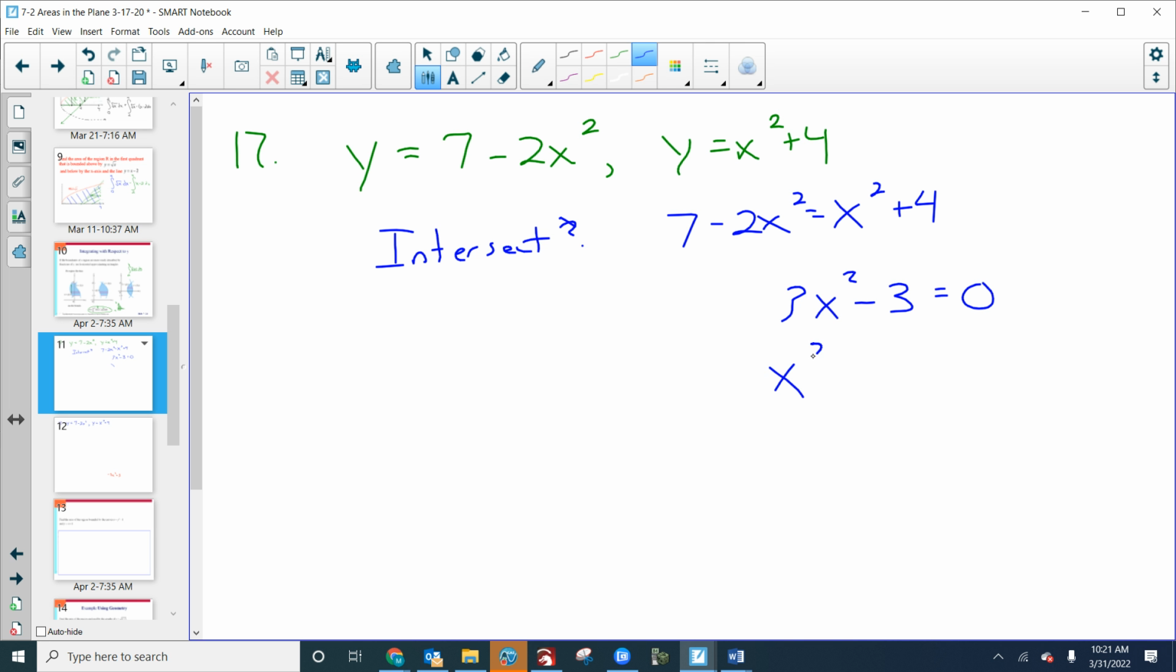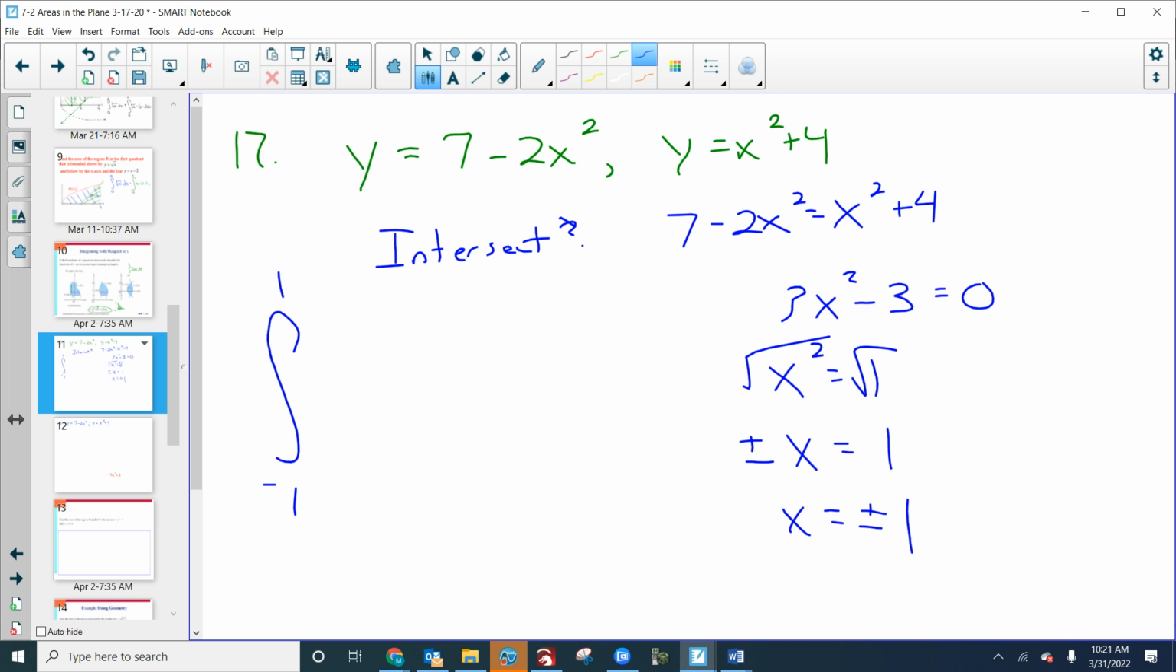So x squared equals, add 3, divide by 3, x squared equals 1. So square root both sides. What's the square root of x squared? Plus or minus x. And the square root of 1 is just 1. So x equals plus or minus 1. Those are my intersection points. As soon as I see that, I'm going, okay, -1 to 1.